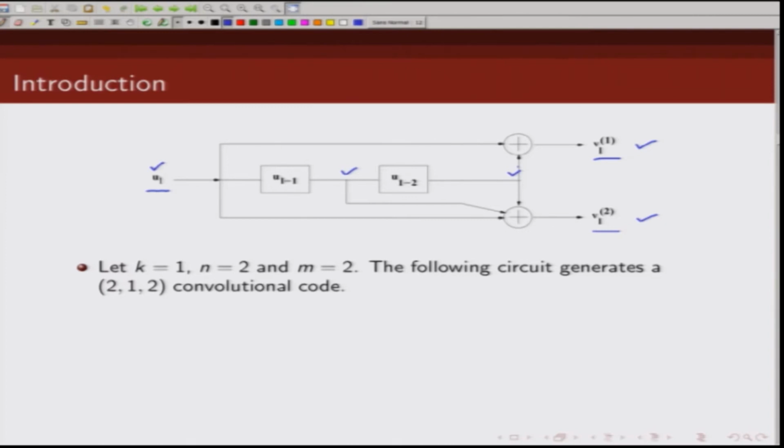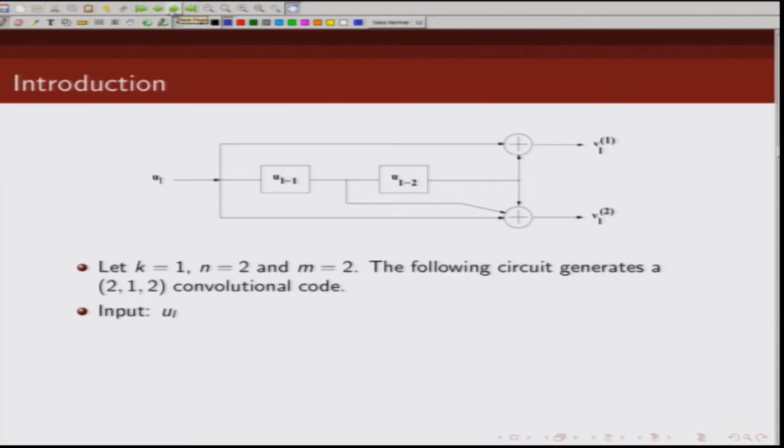And this is k equal to 1 because there is only one input here, that is why k is 1. There are two outputs, this one and this one. So, that is why n is 2, and since the output depends on two memory elements, this and this, m is 2. So, this is a (2, 1, 2) convolutional code.